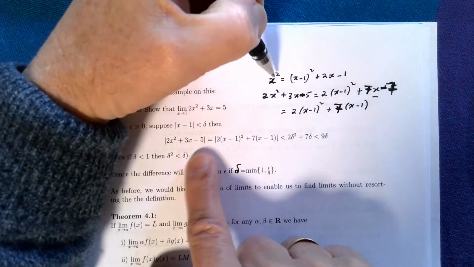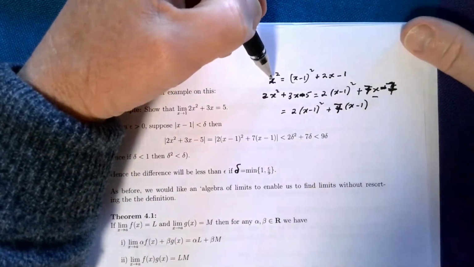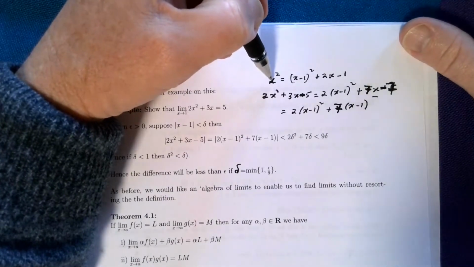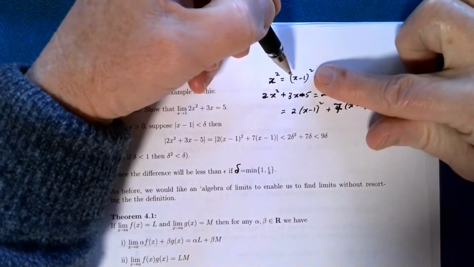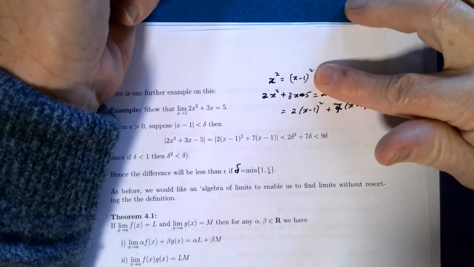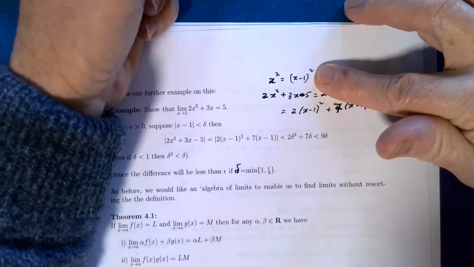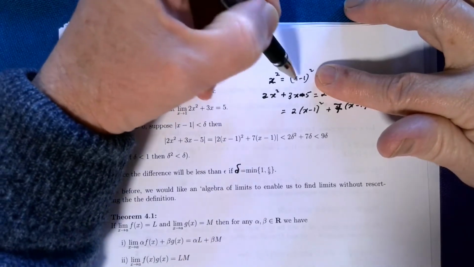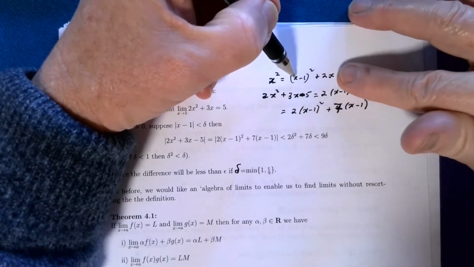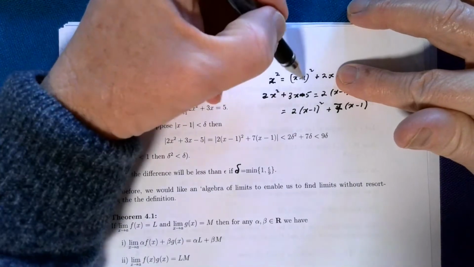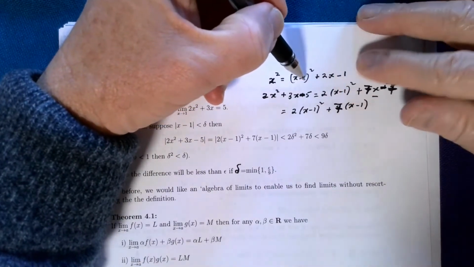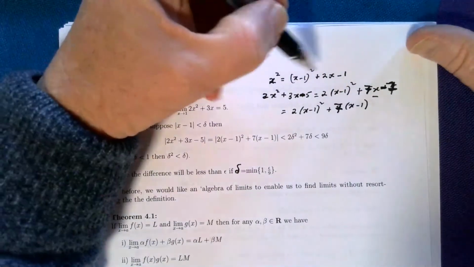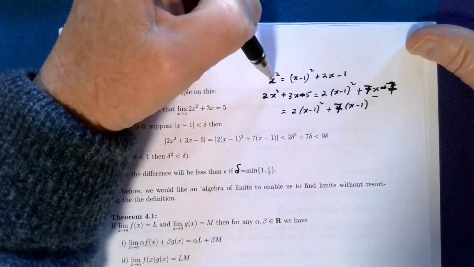So let me take x squared firstly, and I want to write that in terms of x minus 1. So I'm going to write x minus 1 squared. Now, of course, that's not correct. But if I expand this out, I get x squared, but I also get minus 2x, so I'm going to add 2x, and I get plus 1 from here, so I'm going to subtract 1. So that now is a true statement.